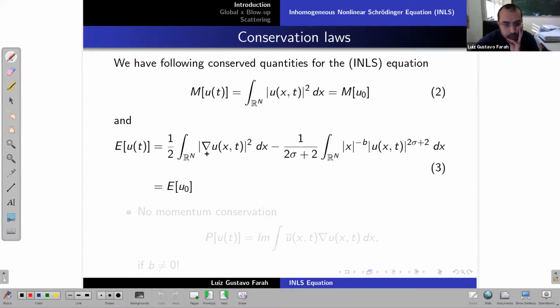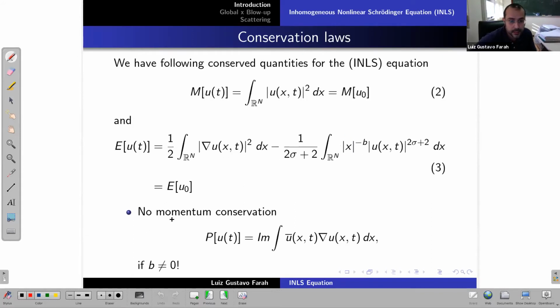This is the L2 norm of the gradient, and then this is some Lebesgue norm, but with this new weight here, |x| to the power negative b, that comes from the nonlinearity. We changed the nonlinearity. One important comment that we will see in the future is that we don't have momentum conservation for this equation unless b is 0. If b is not 0, then we don't have this quantity, and this quantity is somehow useful for the INLS equation to obtain scattering results.